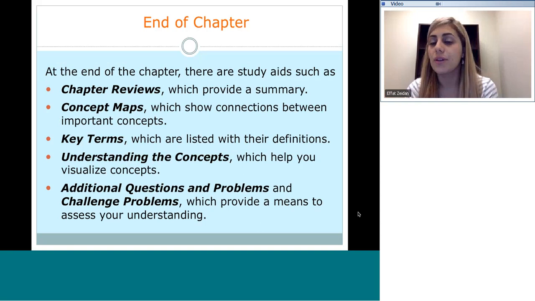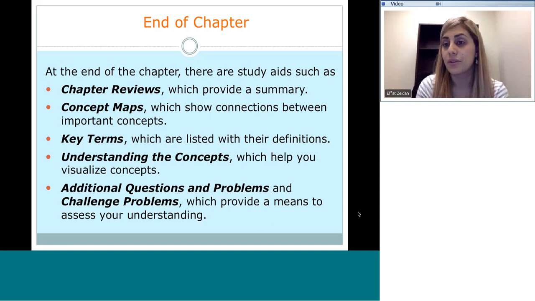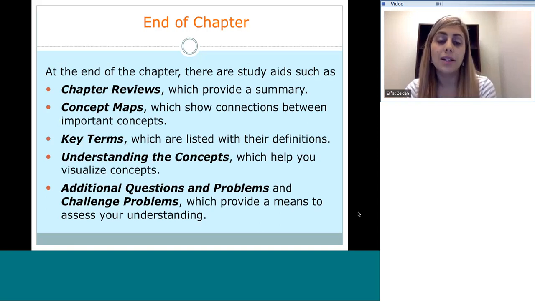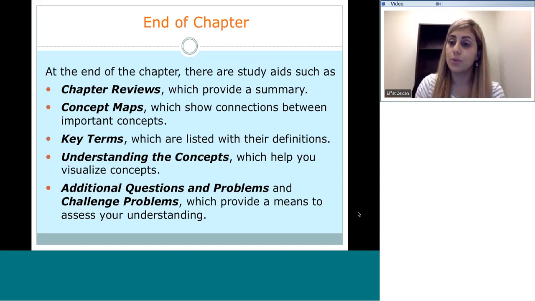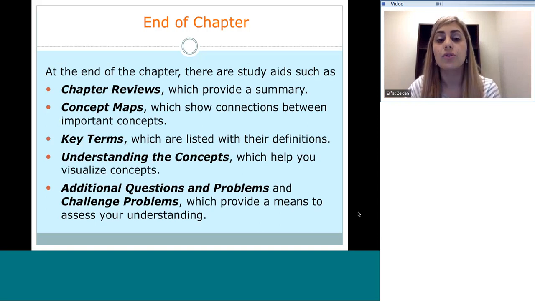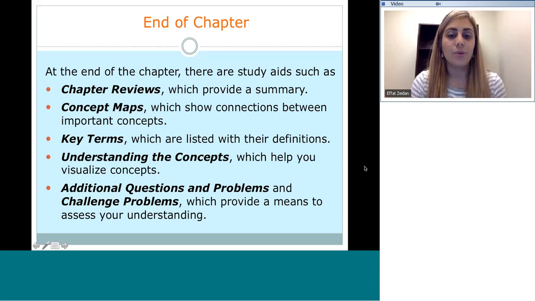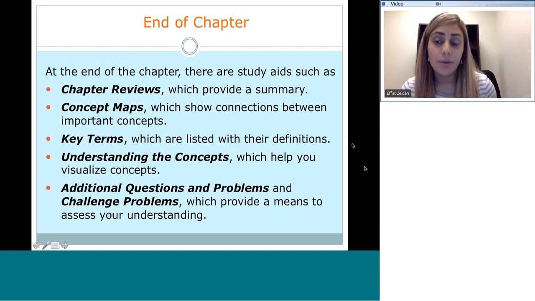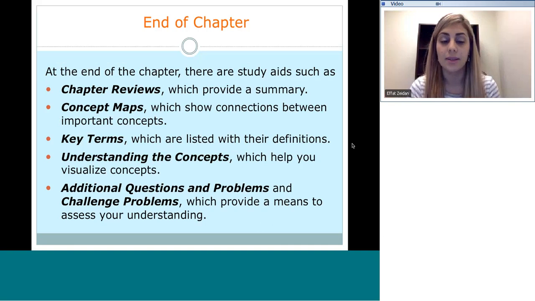It provides you with a summary, and I know for me a summary is very helpful. Concept maps show the connections between the different concepts. So for some of you who got lost in the transition from one idea to the other, it's helpful to go to the concept map because it allows you to link between different ideas. So concept maps help you with that transition, and they help you with forming the connections between different concepts.